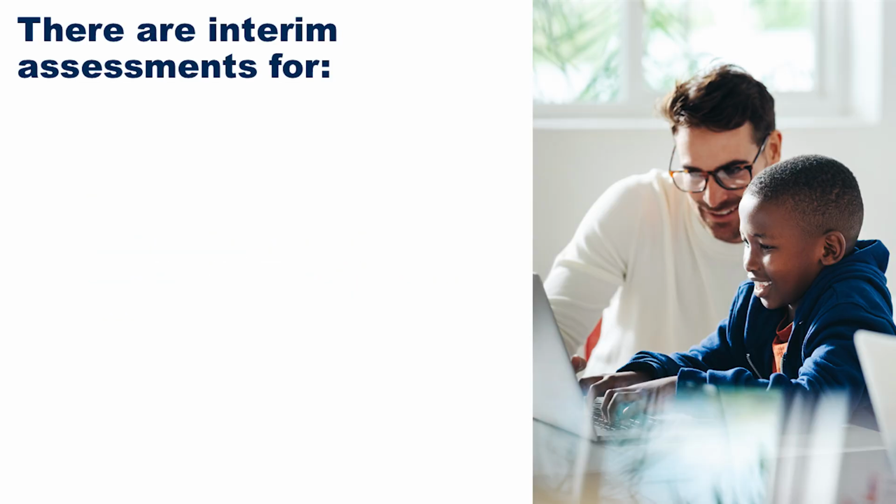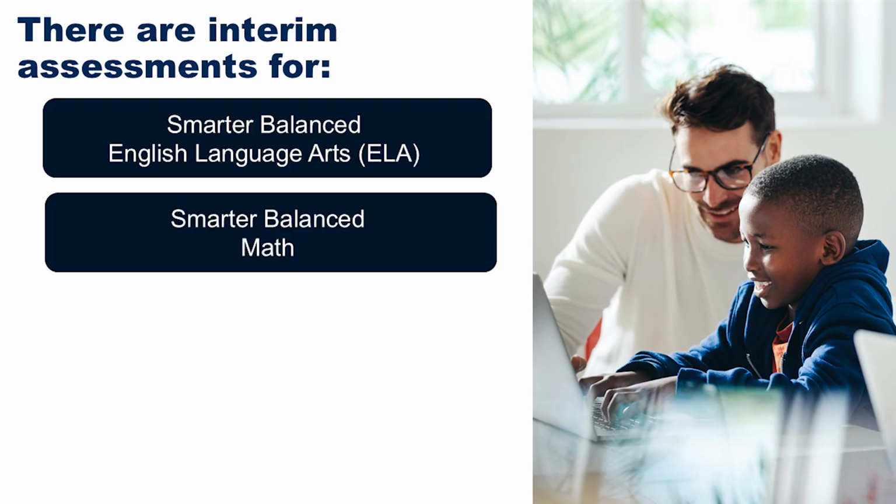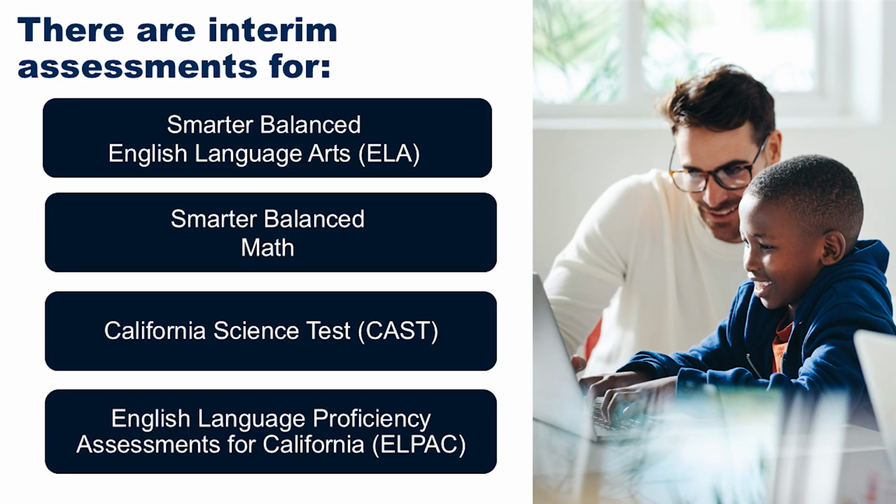There are interim assessments for 4 subject areas: Smarter Balanced English Language Arts, or ELA, Smarter Balanced Math, the California Science Test, or CAST, and the English Language Proficiency Assessments for California, or ELPAC. Let's examine how the interim assessments are organized.